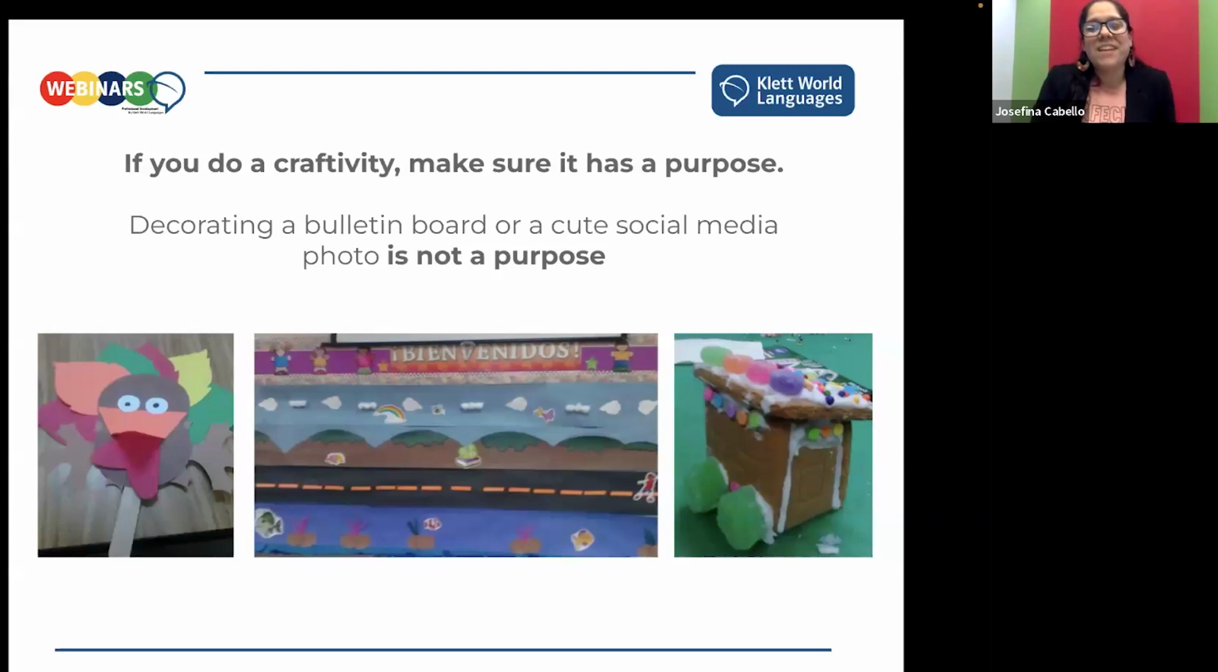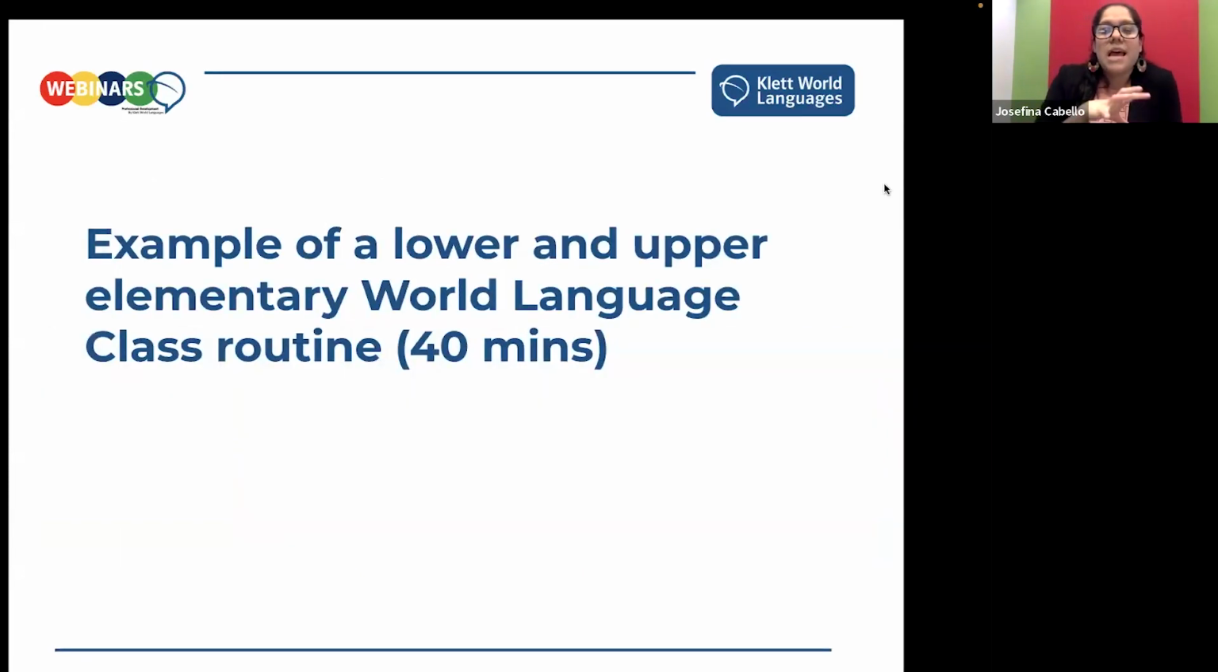So we can move to the next slide, and we are going to be talking about an example for lower and upper elementary world language class routines. So we're talking about like third grade to sixth grade. Some schools, I know that their middle school starts in fifth grade. Some other schools, they start in sixth grade. So these are more activities that you can use from third to sixth grade in your world language classes.